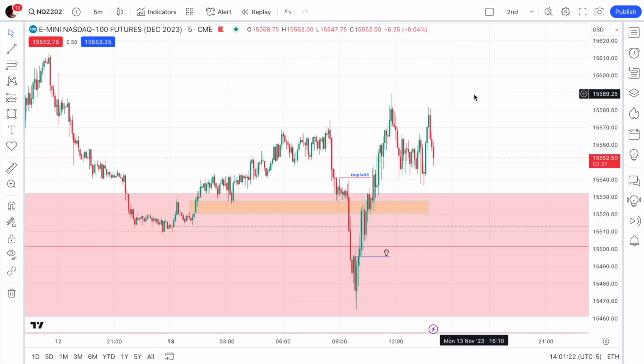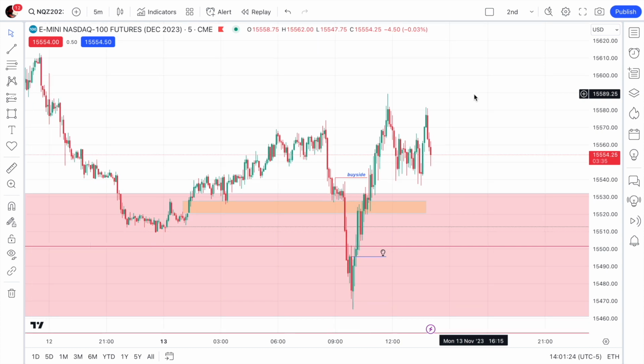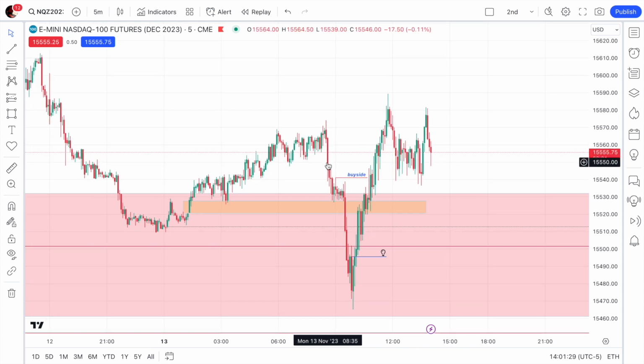So real time, ahead of time, all of my inner circle members were given this level right here. So I called out 15,550 flat right here. Obviously it went higher than that, but this is way more than enough on a Monday. So let's go ahead and just drop down to the lower time frames.